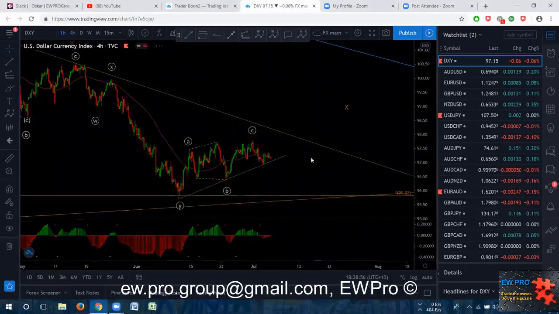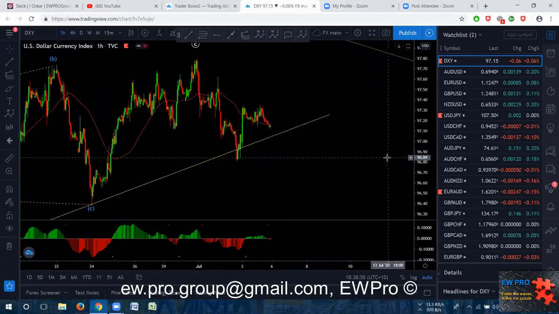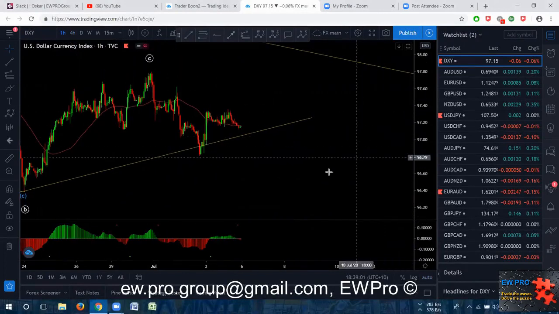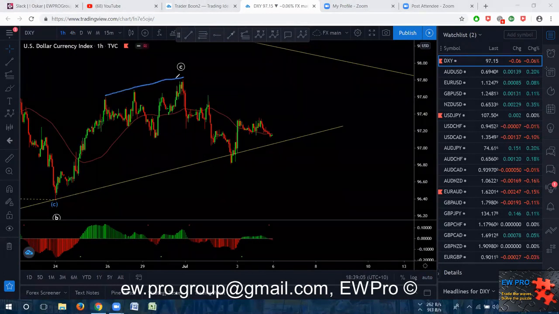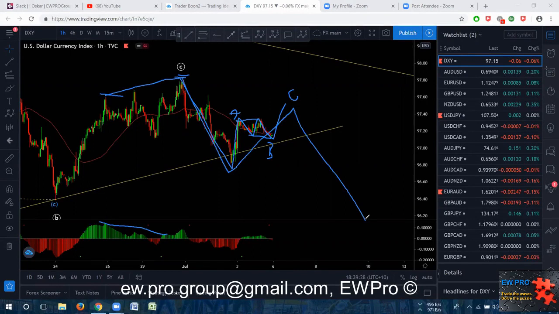If we look on the H1, now H1, we have bearish divergence in here between this top and this top, this top and this top. We've got a sharp move down, and now we're getting this. So we'll probably get some sort of a correction in here for an A, B, and a C up. And then we'll more than likely get the larger A, B, C.